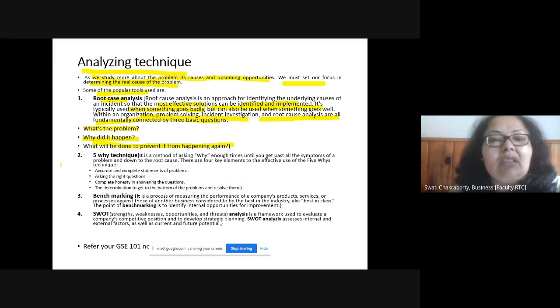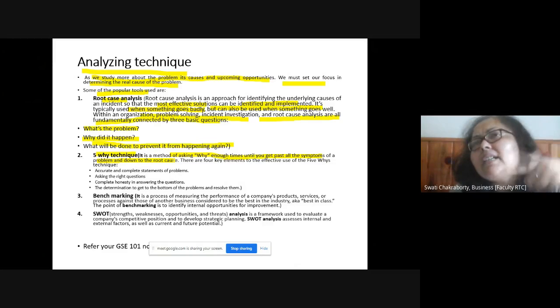Okay. The next technique is the 5 Why technique. It's a method of asking why an ample number of times until you get past all the symptoms of a problem and come down to the root cause. What's the main cause? So you start asking continuously why this happened, then but why? Okay, this is then why. So go on asking till you find the root cause.